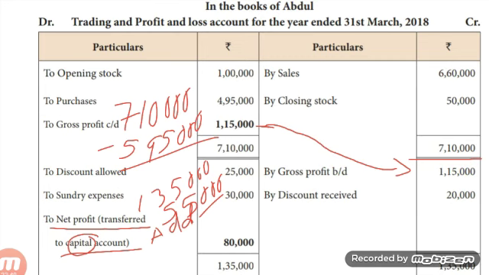Children, here you don't write carry down. Here you should write in bracket transferred to capital account. Okay, how? To net profit, in bracket transferred to capital account. Because, children, the reason is we will take this figure to the capital account. Capital is the amount invested by the owner. The net profit also goes to the owner. So the net profit will increase the capital. That means we need to add this profit to the capital. Okay children, I hope you understood this.